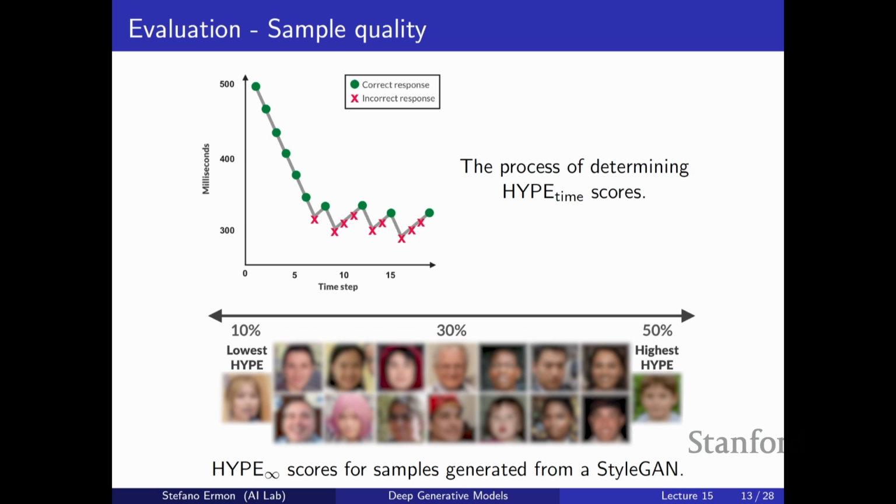And here you can see some of the examples, and then you can also rank different samples based on how long it would take for human evaluators to distinguish different types of samples.